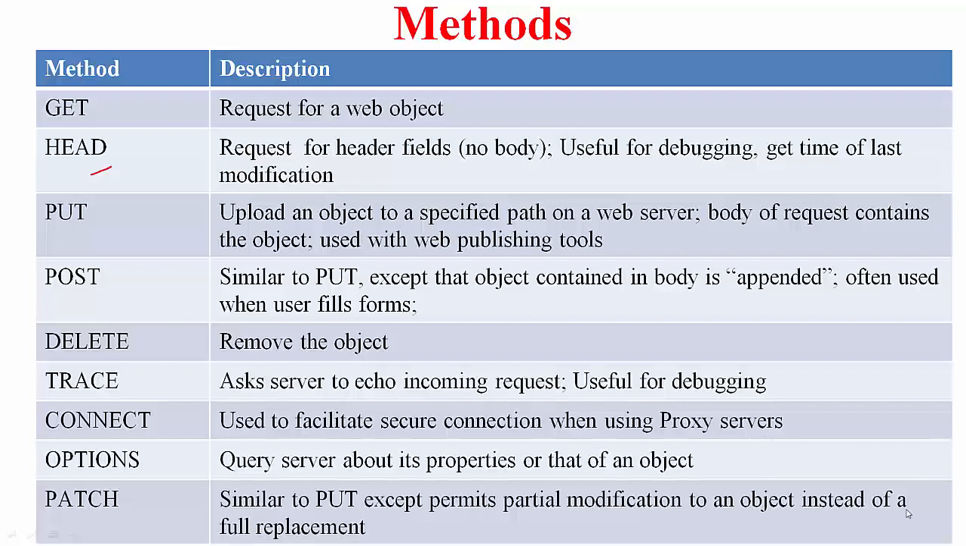If you want to know the properties of a specific object, you can get to know about it using the OPTIONS method. PATCH is again another recent method which is similar to PUT, except that it permits partial modification of an object. PUT basically replaces the object, whereas PATCH modifies the object. The most commonly used ones are the GET, HEAD, POST.